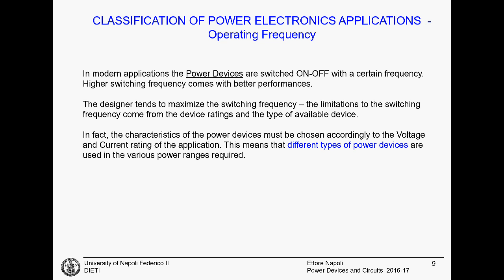And this switching on and off happens at a certain frequency, and it can be easily demonstrated that a higher switching frequency usually means better efficiency, better performance, smaller devices, smaller circuits, less cost, etc. This means that designers usually tend to maximize the switching frequency. The limits are the devices, and we will see later the power dissipation.